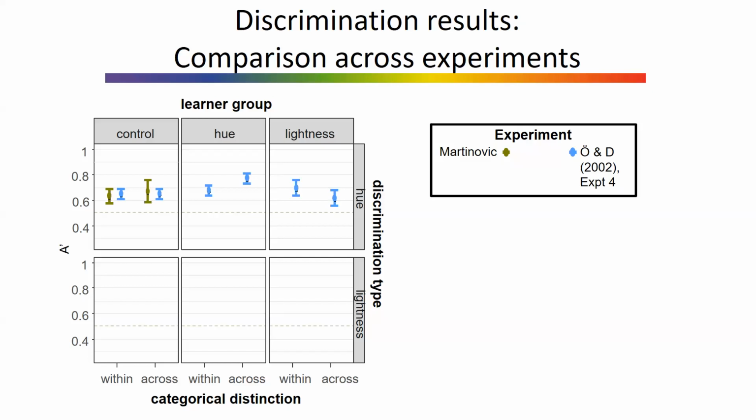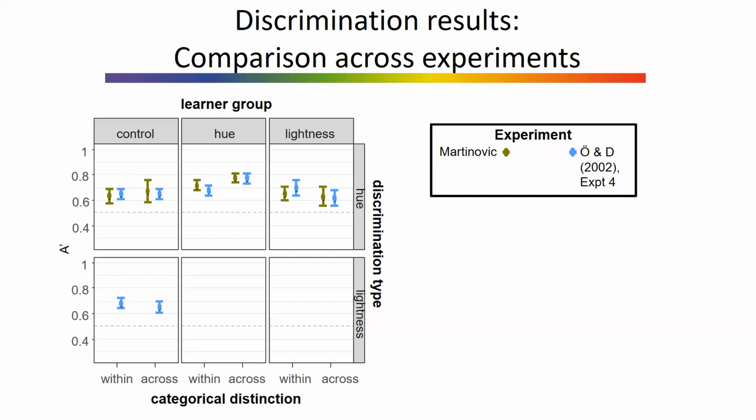What about my study? I actually show 95% between subject confidence intervals, while they seem to show some sort of within subject intervals, so they have the same error bars for each group. But you can see my controls are fairly similar to their controls. Their controls, the mean could come from the same distribution. So you can see I get the hue effect, compared across is higher than within. So my hue learners learned something about hue, and my lightness learners didn't. So in that sense, I replicate their findings.